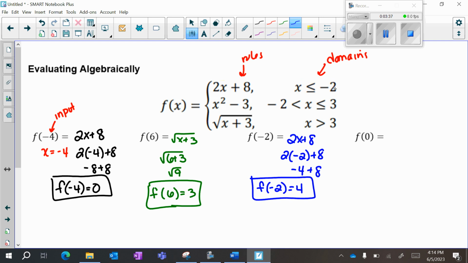And then lastly, we want f of 0. So finding my domain here, 0 falls in this one. 0 is between -2 and 3. So I am going to use the x squared minus 3 rule. So 0 squared minus 3 is 0 minus 3. That means that f of 0 is equal to -3. So always identify your domain and then substitute in to the corresponding rule to find your output.